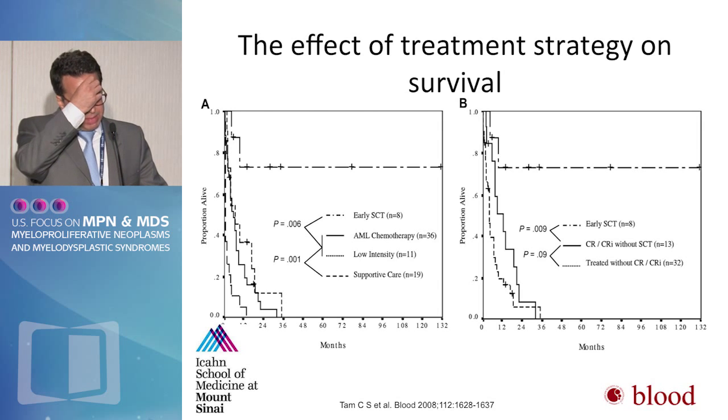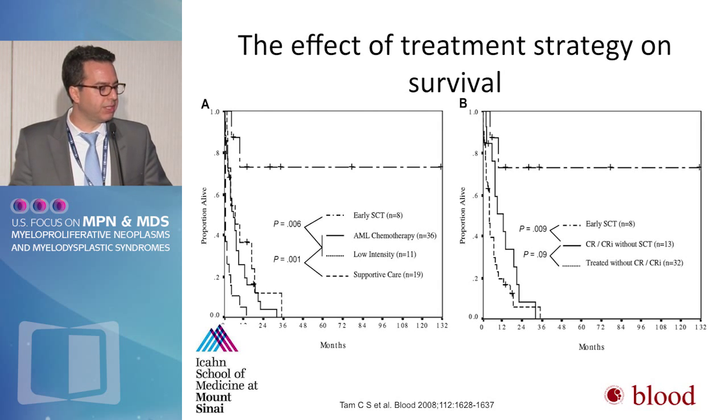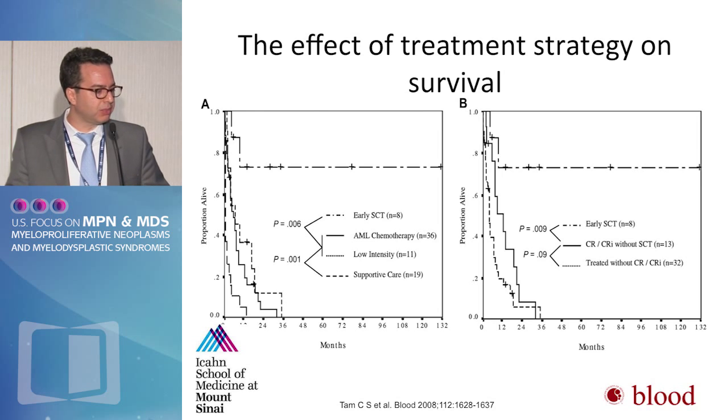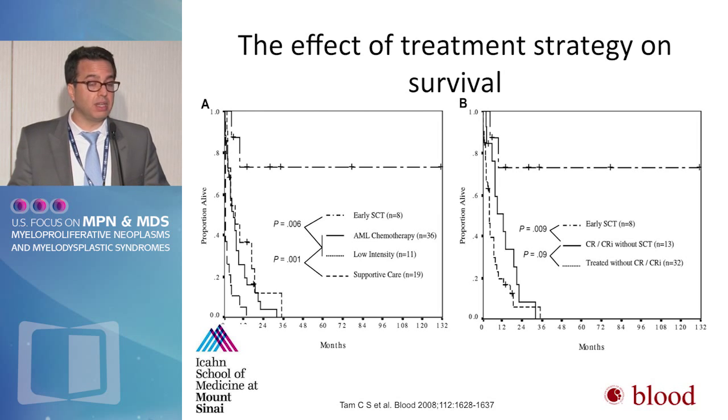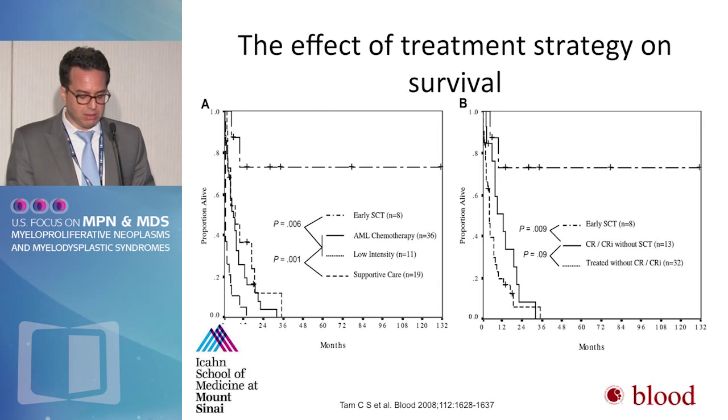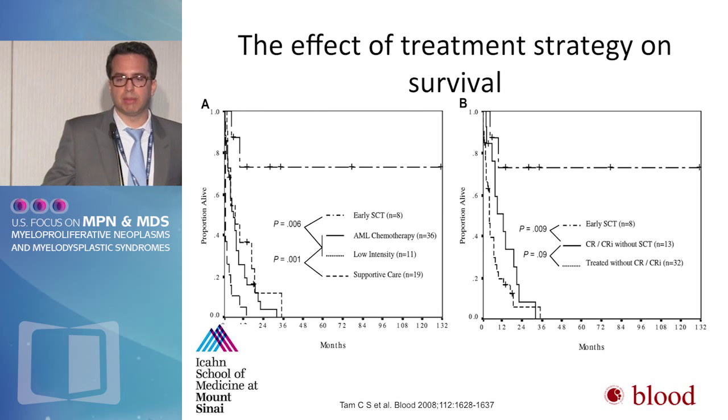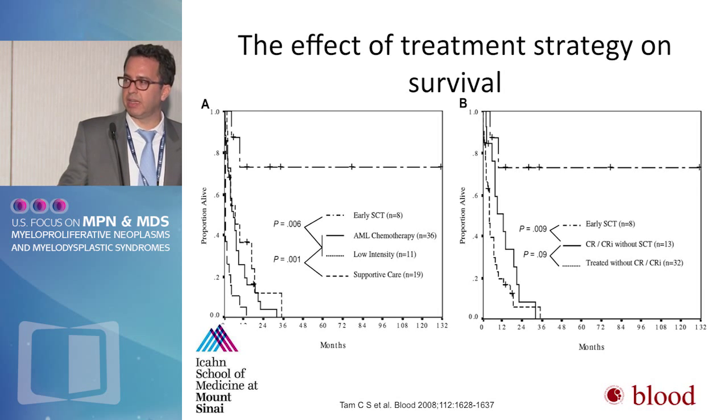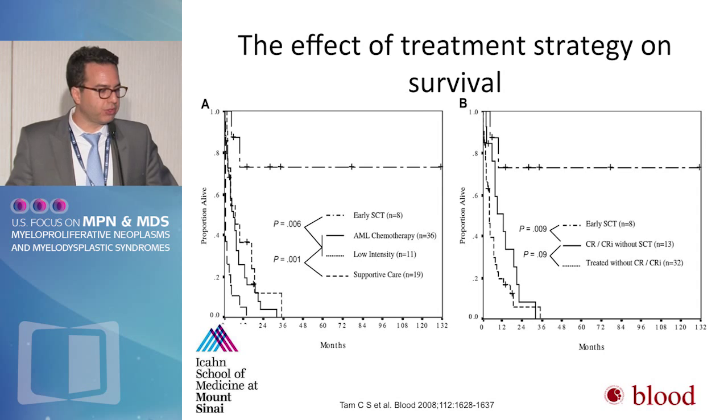So at a median follow-up of 3 years, the overall survival was 75% in the transplant arm. And then you can see that the patients who got supportive care did rather poorly, 4 months median survival. And then there was some intermingling between the patients who got induction chemotherapy and low-intensity therapy. And I think that's an important point, which will keep coming up, is that there's really no significant advantage to inducing someone in this disease type unless you're going to consolidate them with transplant. The overall survival doesn't really change in an appreciable way.